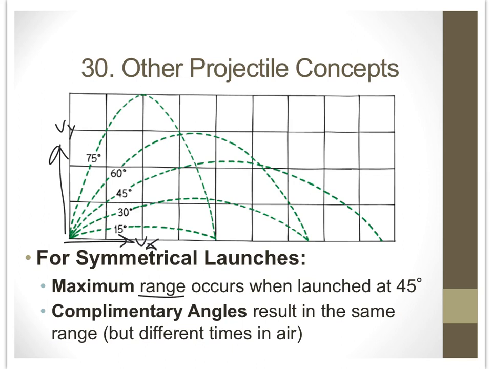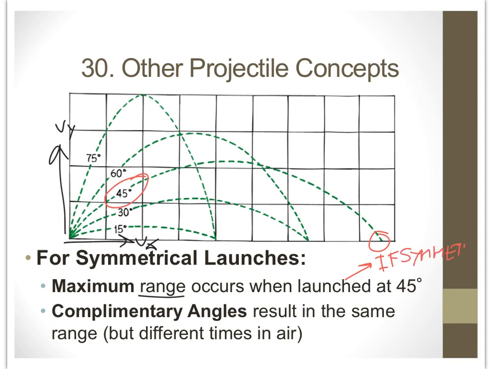The problem is, if you launch it straight up in the air, you have a ton of y velocity, but no x. If you launch it horizontally, you have a ton of x, but no y. So what do we do? We split the difference. And at 45 degrees, we end up achieving the greatest horizontal distance if it's a symmetrical launch. Okay? So that's one important concept to keep in mind.